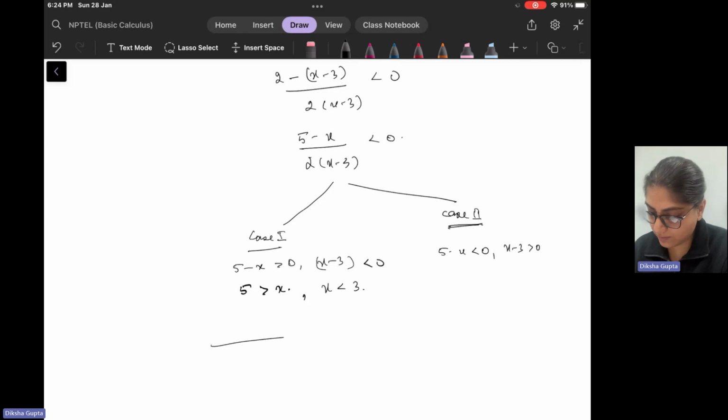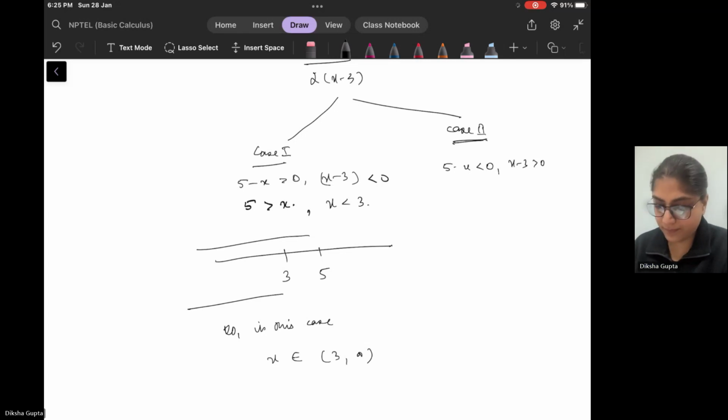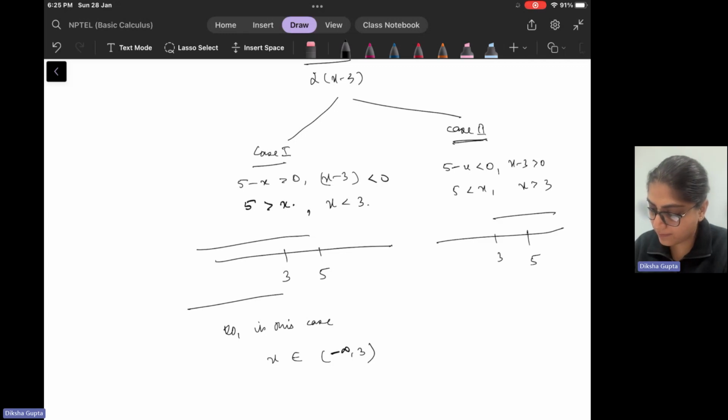So now you have to take the intersection of both. So x is less than 3 and x is less than 5. So in this case, x belongs to, this is the intersection, and it is strict, so we will not include 3 here. I'm sorry, minus infinity to 3, because now here it is 5 less than x and x greater than 3. So in this case, x belongs to 5 to infinity.